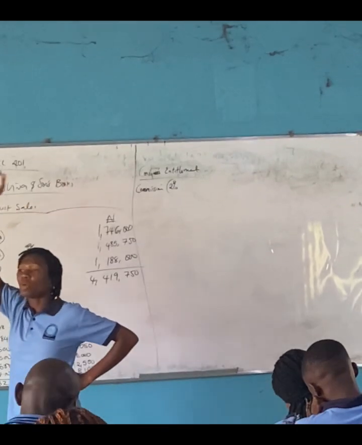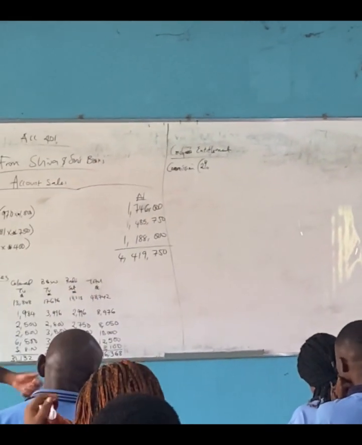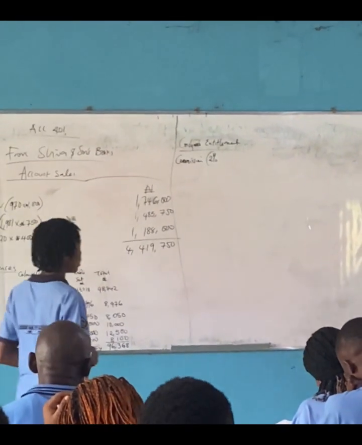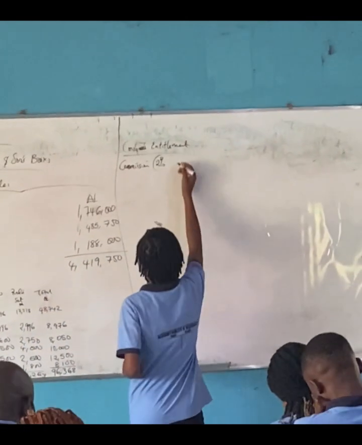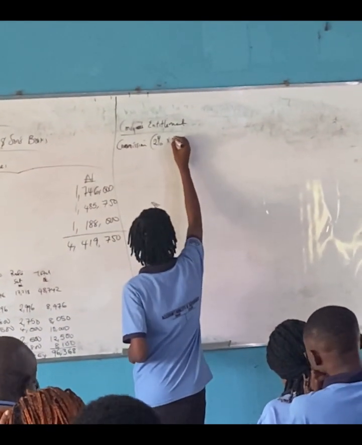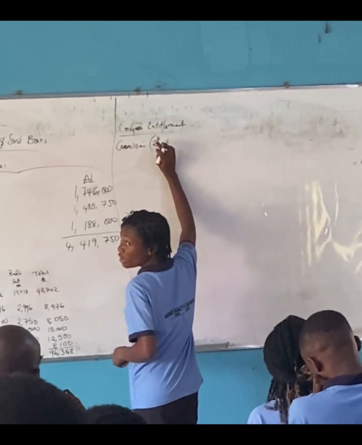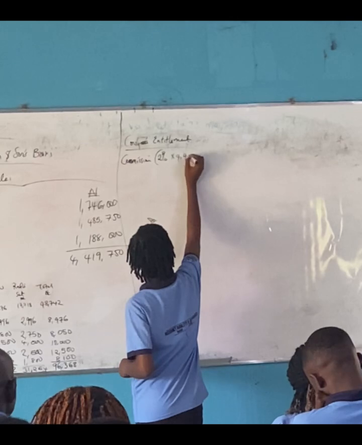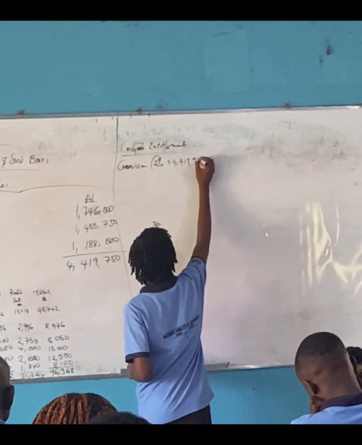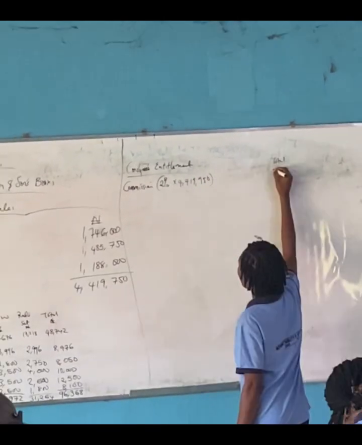Commission is calculated on what? Total sales. What are total sales? So 2% times 4 million. You know 2% equals 0.02, right? Times 4 million, 419,750.